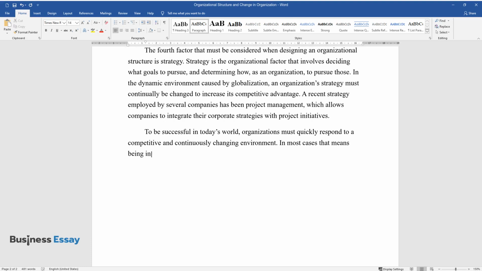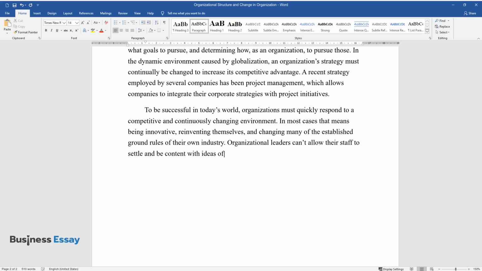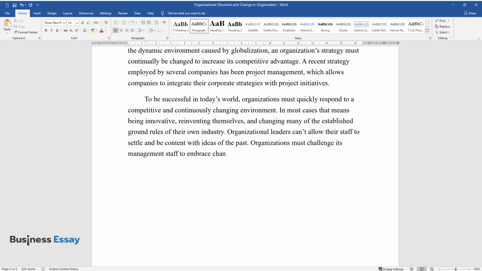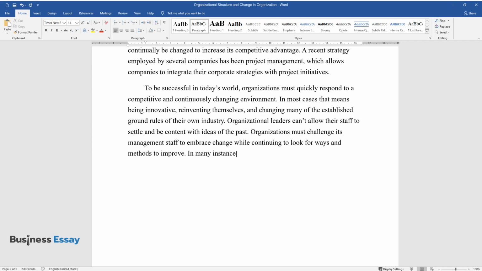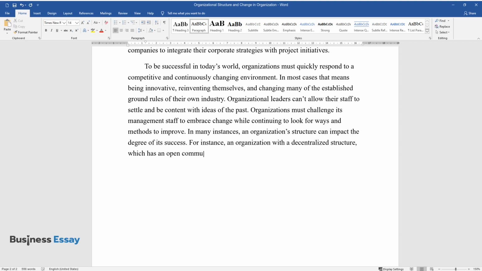In most cases, that means being innovative, reinventing themselves, and changing many of the established ground rules of their own industry. Organizational leaders can't allow their staff to settle and be content with ideas of the past. Organizations must challenge their management staff to embrace change while continuing to look for ways and methods to improve. In many instances, an organization's structure can impact the degree of its success. For instance, an organization with a decentralized structure, which has an open communication system, tends to be more innovative.